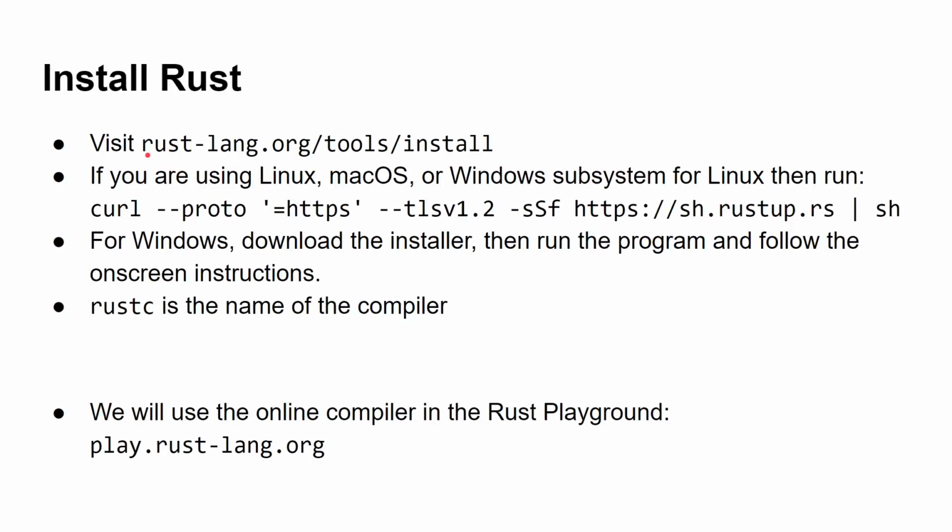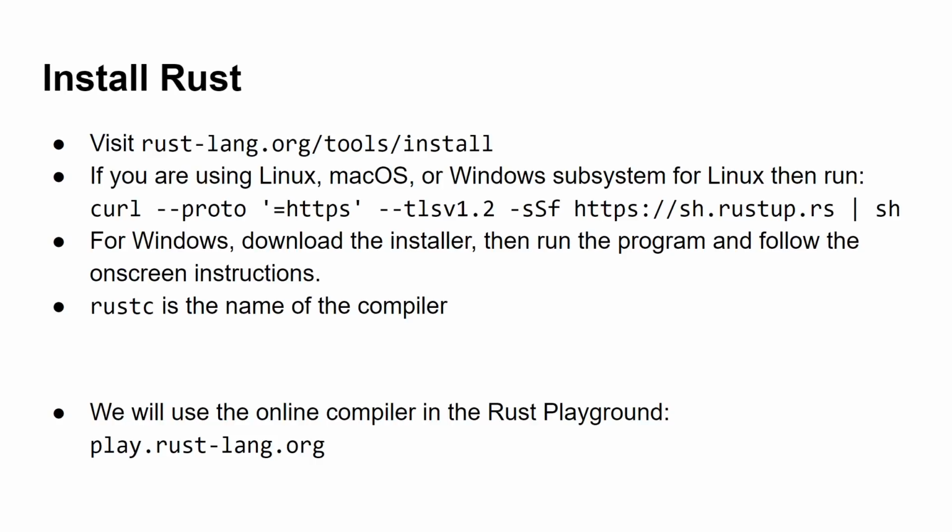Now, if you want to install Rust, just go over to rustlang.org tools install. If you're using Linux, Mac OS, or the Windows subsystem for Linux, then you just run this curl command, which you'll find on that web page, and it will do all the stuff it needs to do, the downloading. If you're running Windows, there is a downloader, an installer to download .exe. You can run it, and it will install it, and then you get rustc, which is the name of the compiler. However, we're not going to be using rustc. We're going to be using the online compiler that you find in the Rust playground at play.rustlang.org, because that means we can open up a web browser and start using Rust without worrying about installing it on our system.